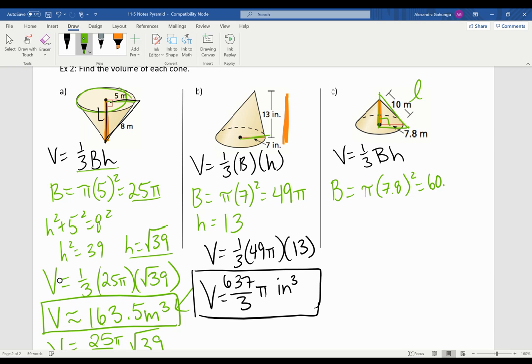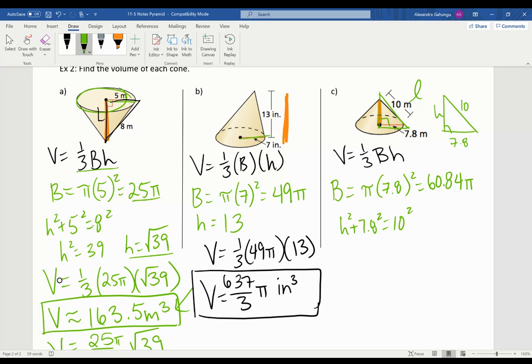So 60.84 pi. And once I start seeing decimals in the problem or in the answer, I'm probably going to have to round it to the nearest tenth just to make it a bit more convenient. And then the height. We are going to have to find that height. We can't just go right into it. We've got our right triangle, 7.8 at the bottom, 10 is the hypotenuse, height is what we're looking for. So it's h squared plus 7.8 squared equals 10 squared.